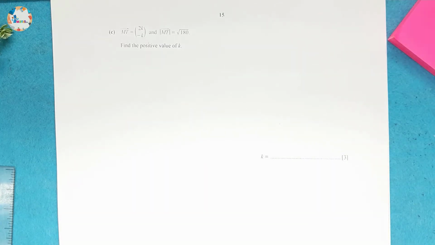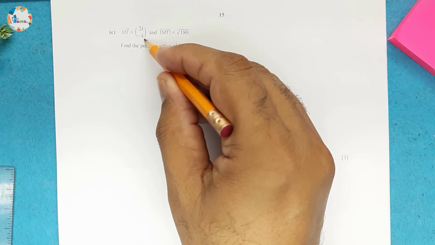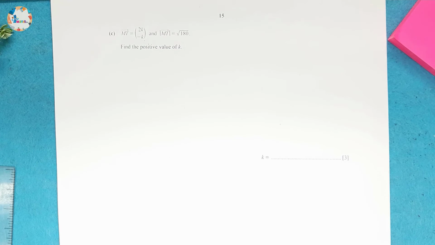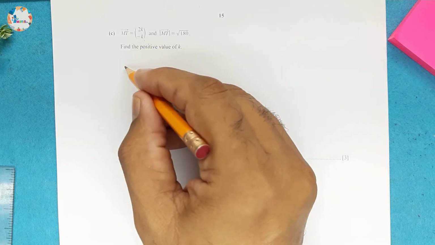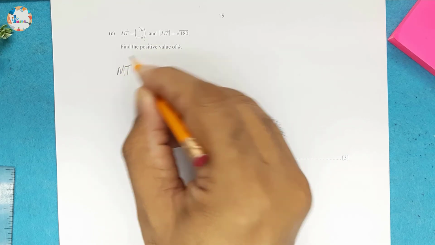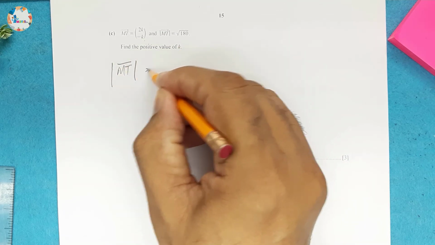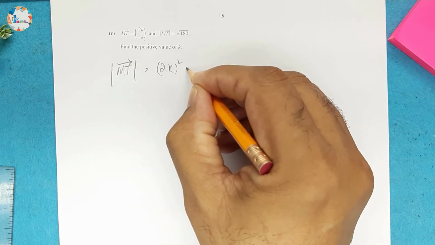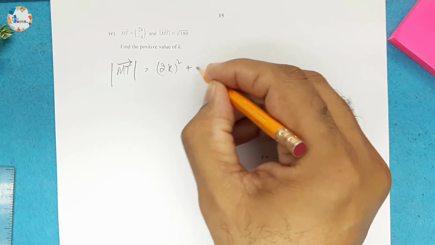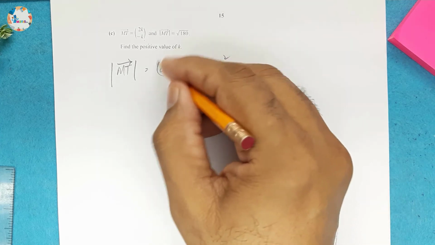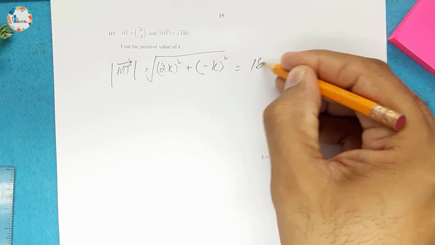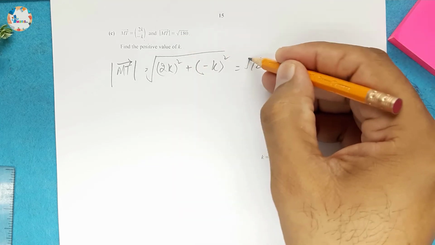Then they are saying MT is equal to the column vector 2K, minus K, and the modulus of MT is equal to root 180, and we have to find the value of K. So we can write the modulus of vector MT basically will be equal to root of (2K) squared plus (minus K) squared, x component squared plus y component squared, and this one is equal to root 180. This is what they are telling us, which is also under root.